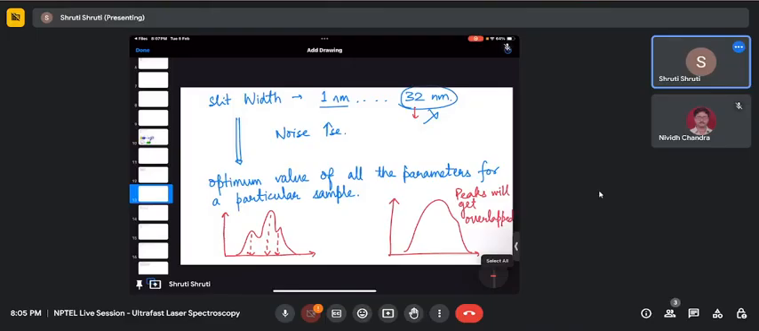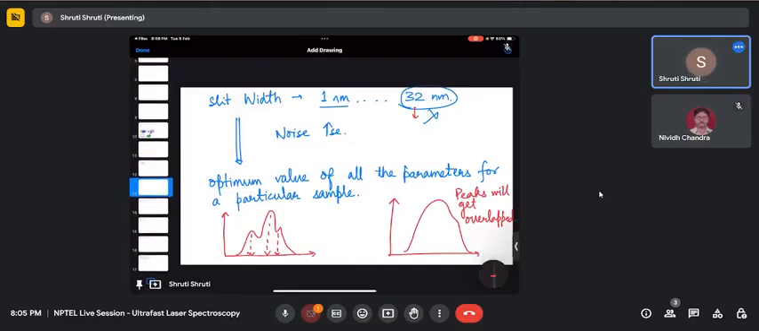So what happens, suppose we have a base here, and in the excited state. So first, let's draw for the ground state. This is the ground state.